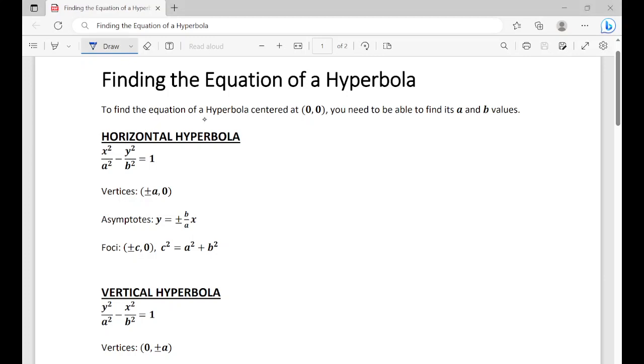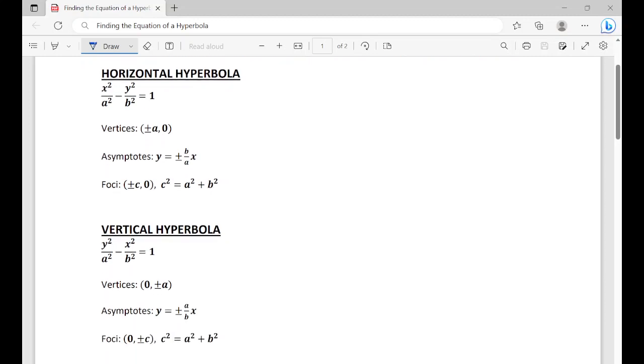To find the equation of a hyperbola centered at (0, 0), you need to be able to find its a and b values. For a horizontal hyperbola, we have this general equation here, with vertices at ±a, 0, slant asymptotes at ±(b/a)x, and foci at ±c, 0, with the equation to find c if you have a and b of c squared equals a squared plus b squared.